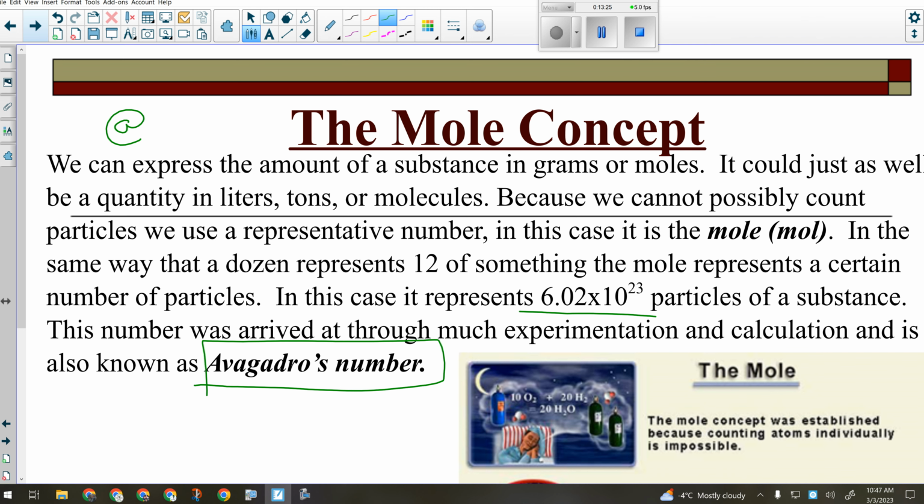So I take the parts of the molecule, I look up what the atomic mass is of the elements, I do any multiplication that's necessary, and then I add them all up. It's not difficult math. All right, see if you guys can get this one.